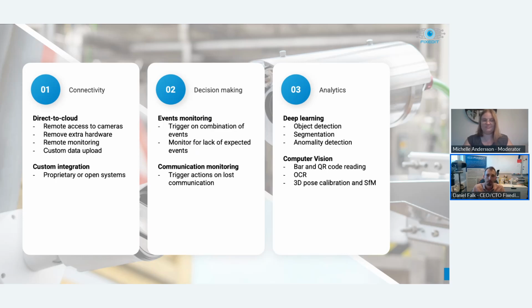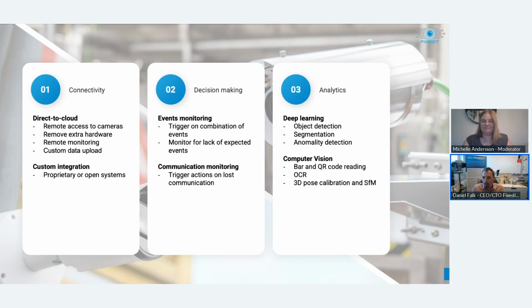And then we have decision making, which is all about taking decisions or creating actions based on the perception. So for example, this could be to trigger an event, or it could be that you analyze different events and trigger new events based on a combination of different events. Or it can be that you monitor something for a change or a lack of change and then trigger some action based on that. And we will see more in a later slide what kind of actions this can be.